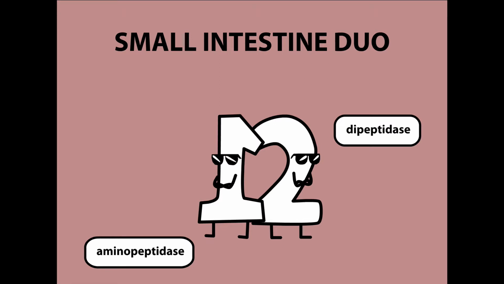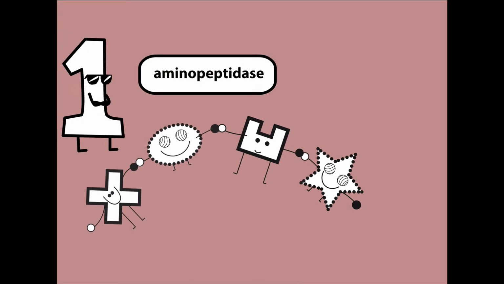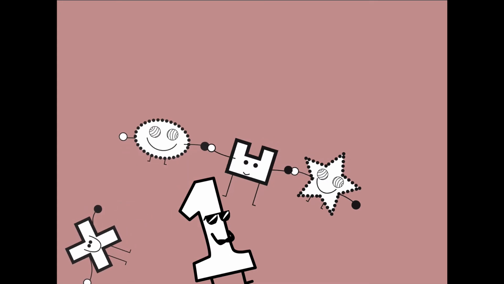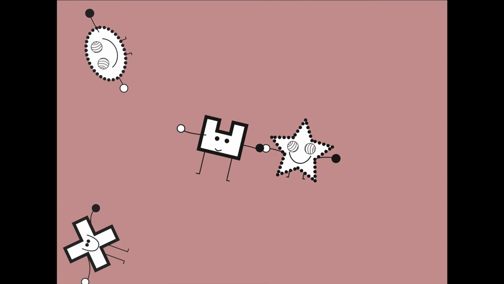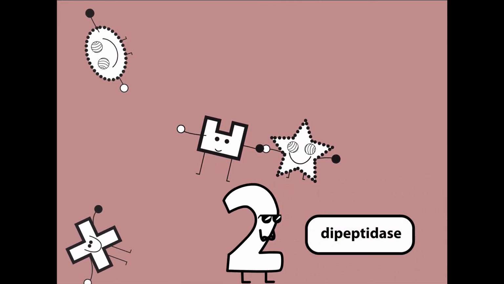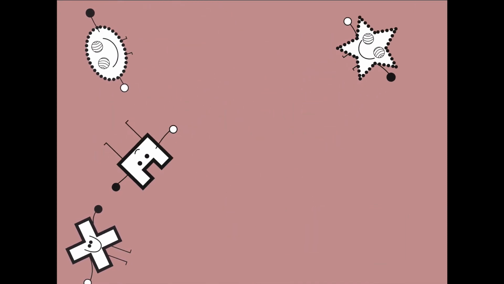In the midst of all this constant breaking down, the small intestine emits 2 more enzymes, aminopeptidase and dipeptidase, which further break down the resulting peptide chains. Aminopeptidase usually acts on peptides of 3 or 4 amino acids. It breaks off the amino end to produce a single amino acid, and may even do so once more on the same peptide chain. Dipeptidase acts on dipeptides, chains of 2 amino acids, and splits them into single amino acids.